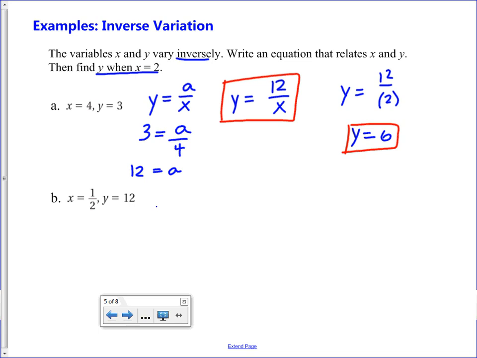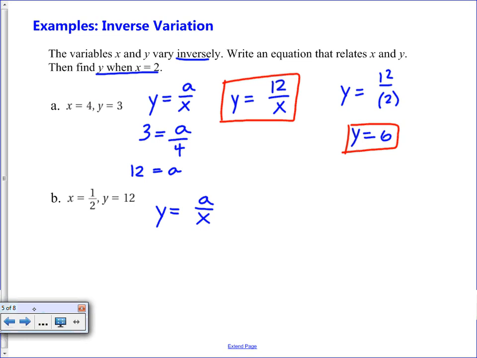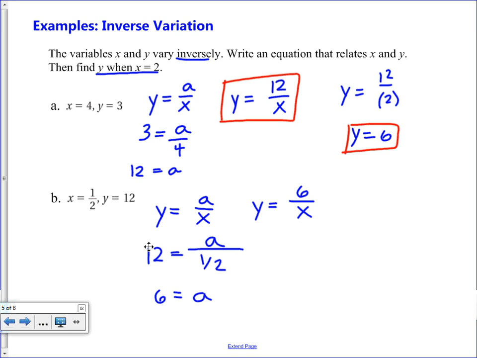Okay, let's try it again with a fraction here. Start with the inverse variation equation. Always start with the formula. It seems like an extra step, but it really helps keep you organized. So y is 12. We don't know a, that's what we're trying to find. The x is a half. When I multiply both sides of this equation by a half, we figure out that a is 6, which gives me enough information to write my inverse variation equation, y equals 6 over x.